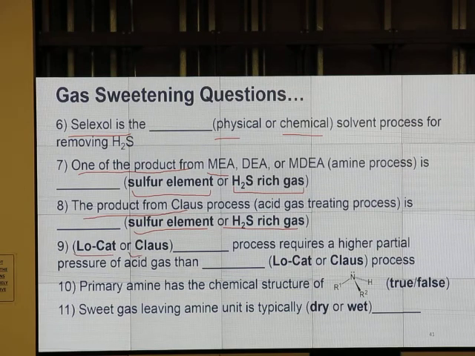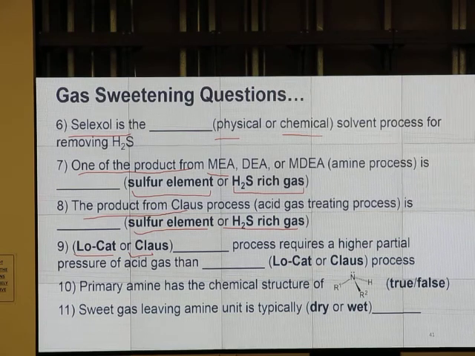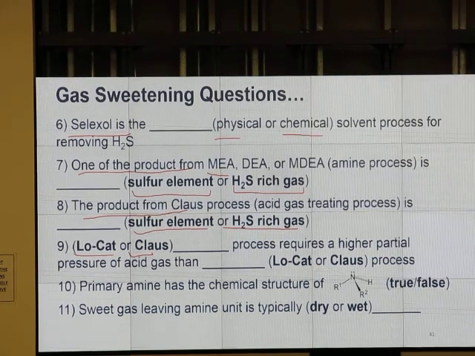LO-CAT or Claus process require higher partial pressure of acid gas. What's the name? Scott. Which one require higher partial pressure? Claus process. Correct. Primary amine has chemical structure of that, true or false.